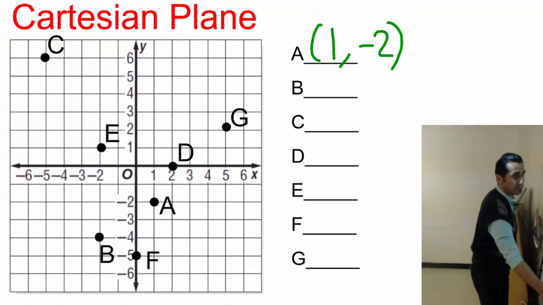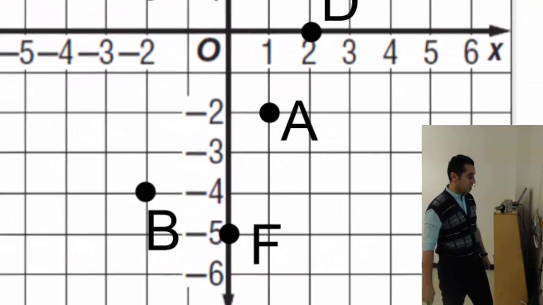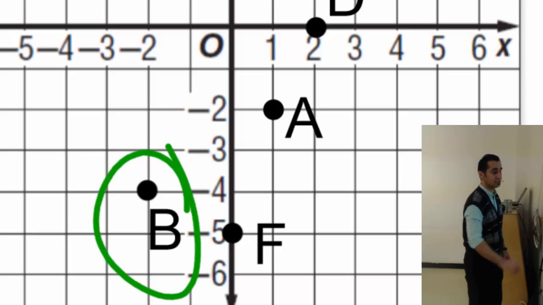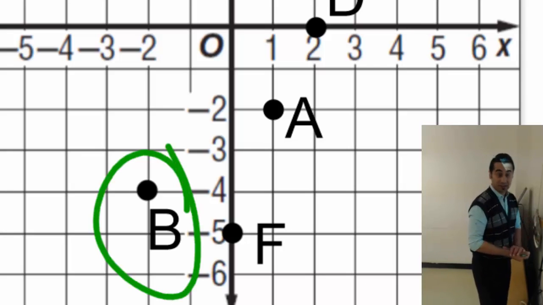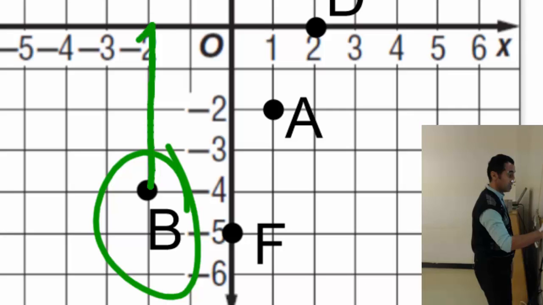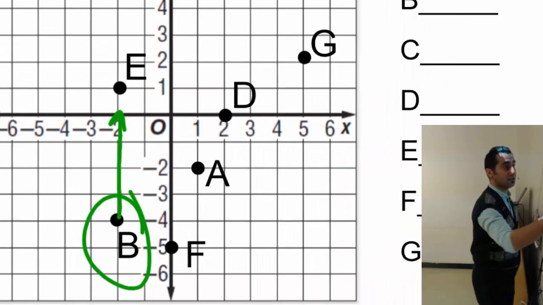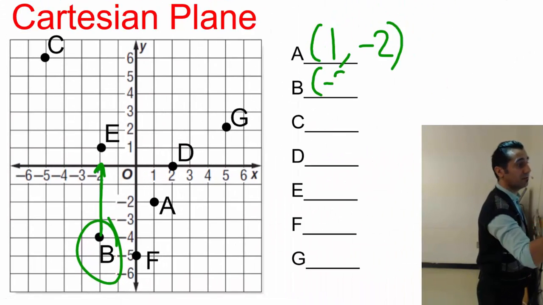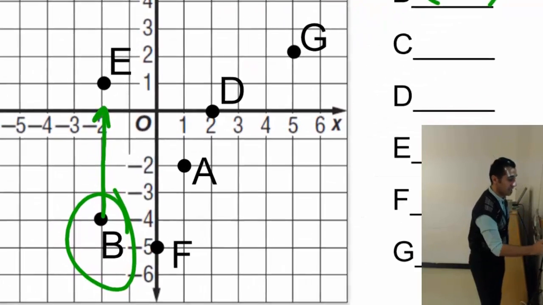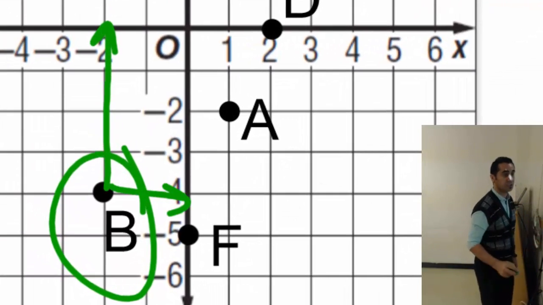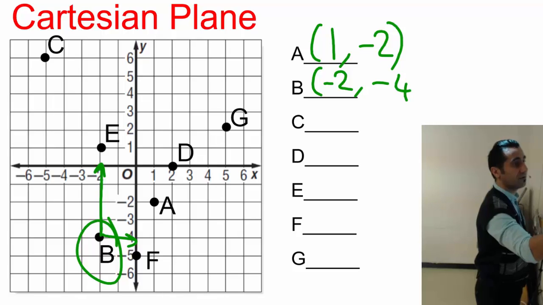Next, B is located right here. And start with the x value first. It is negative 2. Open the bracket, negative 2, comma, and then the y value, which is negative 4.